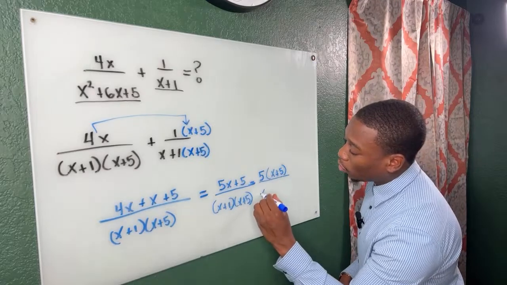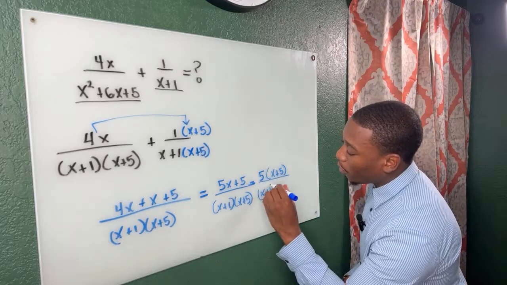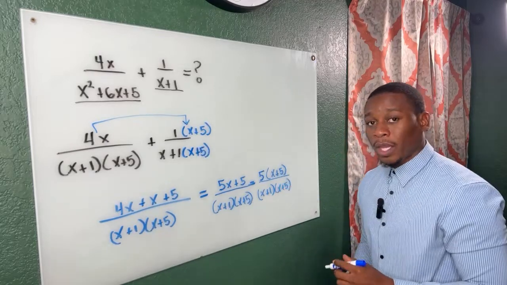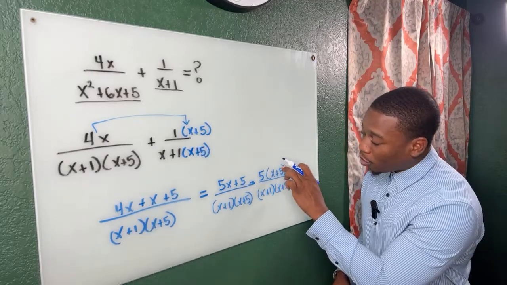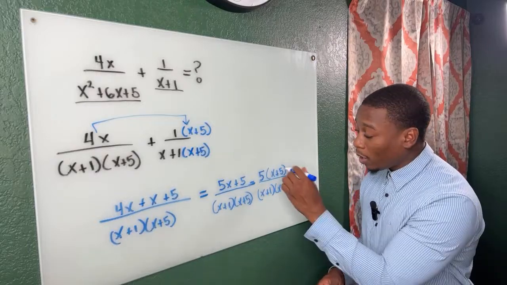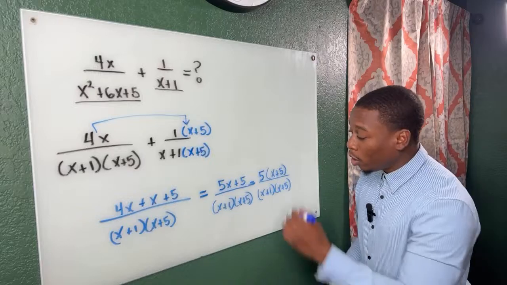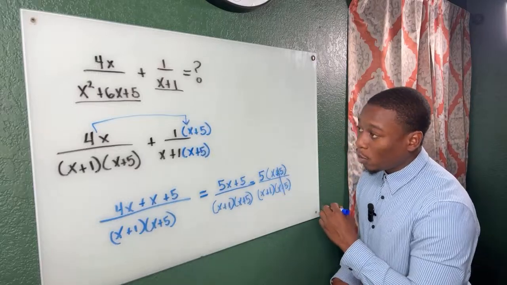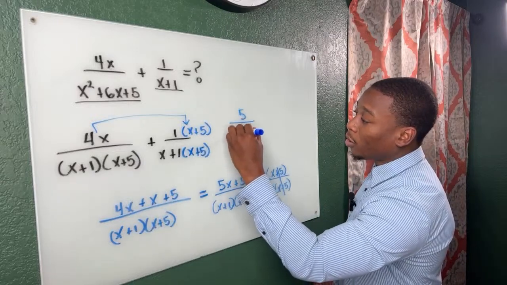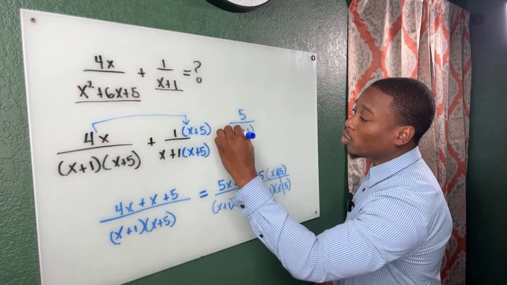And then this is all over the same denominator. Our denominator did not change. The only difference now is I have x plus 5 in my numerator and x plus 5 in my denominator. So you guys know anything divided by itself is 1. So I could cancel these two out, and my final answer would be 5 divided by x plus 1.